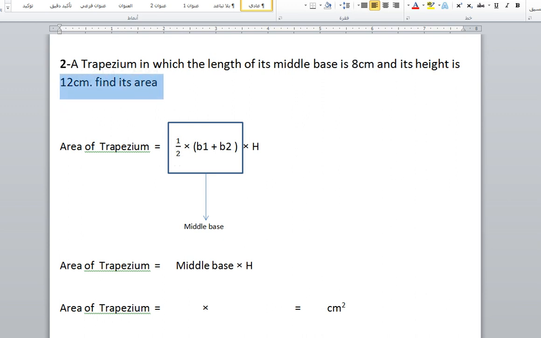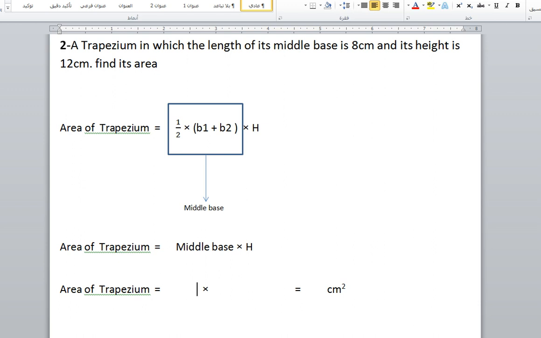So we can make it like this. The area of the trapezium equals middle base by height. So middle base here is 8 and the height is 12, so 8 by 12 is 96 centimeters square. Okay, is that clear?